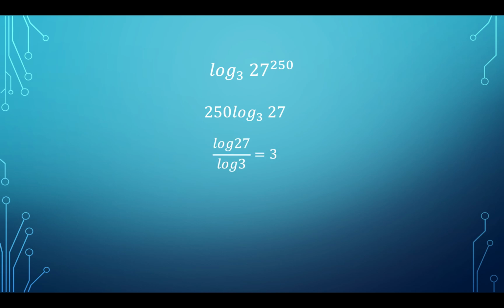Using our change of base formula, we're going to do log 27 divided by log 3. Put that in our calculator and make sure we're closing parentheses between doing log 27 and hitting that division sign. We need to make sure we close our parenthesis. When we do that, we get 3. And then we multiply 250 times 3 and we get 750. 750 is our final answer.